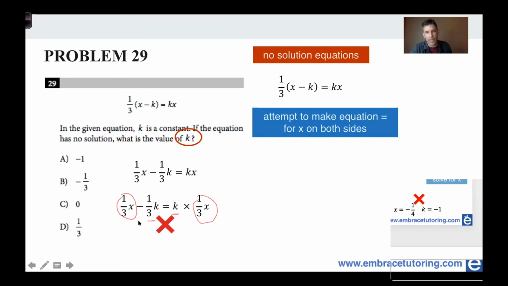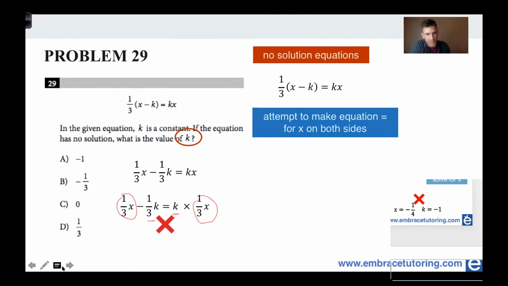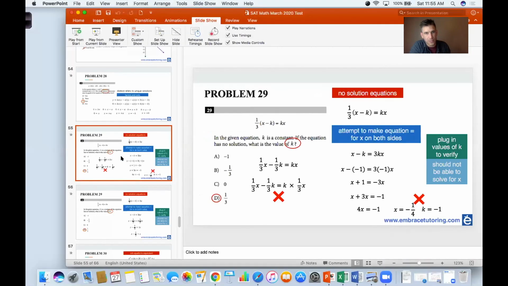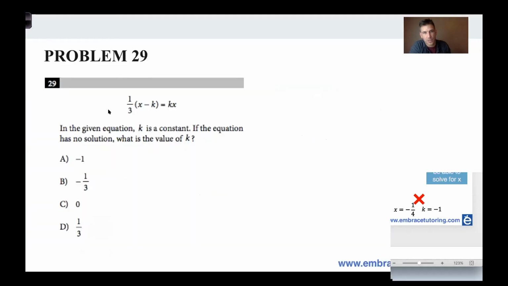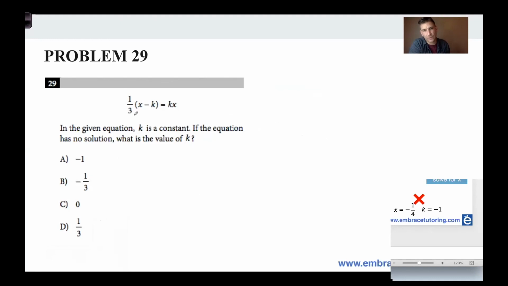Now, the other way to do this problem, and probably the way that I honestly would recommend, is to look at it this way. Let me back up real fast and come back to this problem. So let's do this and this and this. Here's the other way that I would attempt this problem, so that it's fairly consistent regardless of the type of question you get. It says if the equation has no solution, what is the value of k?